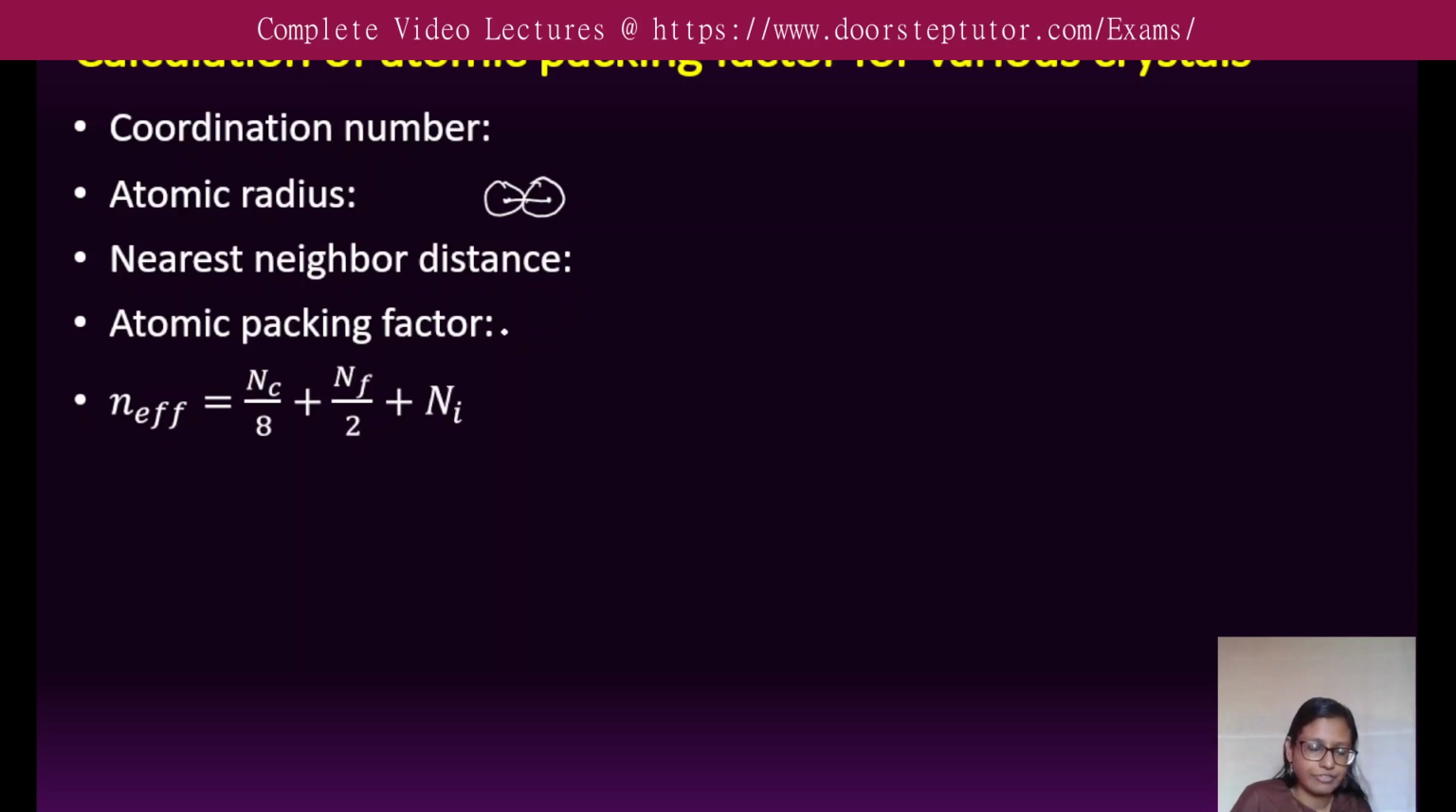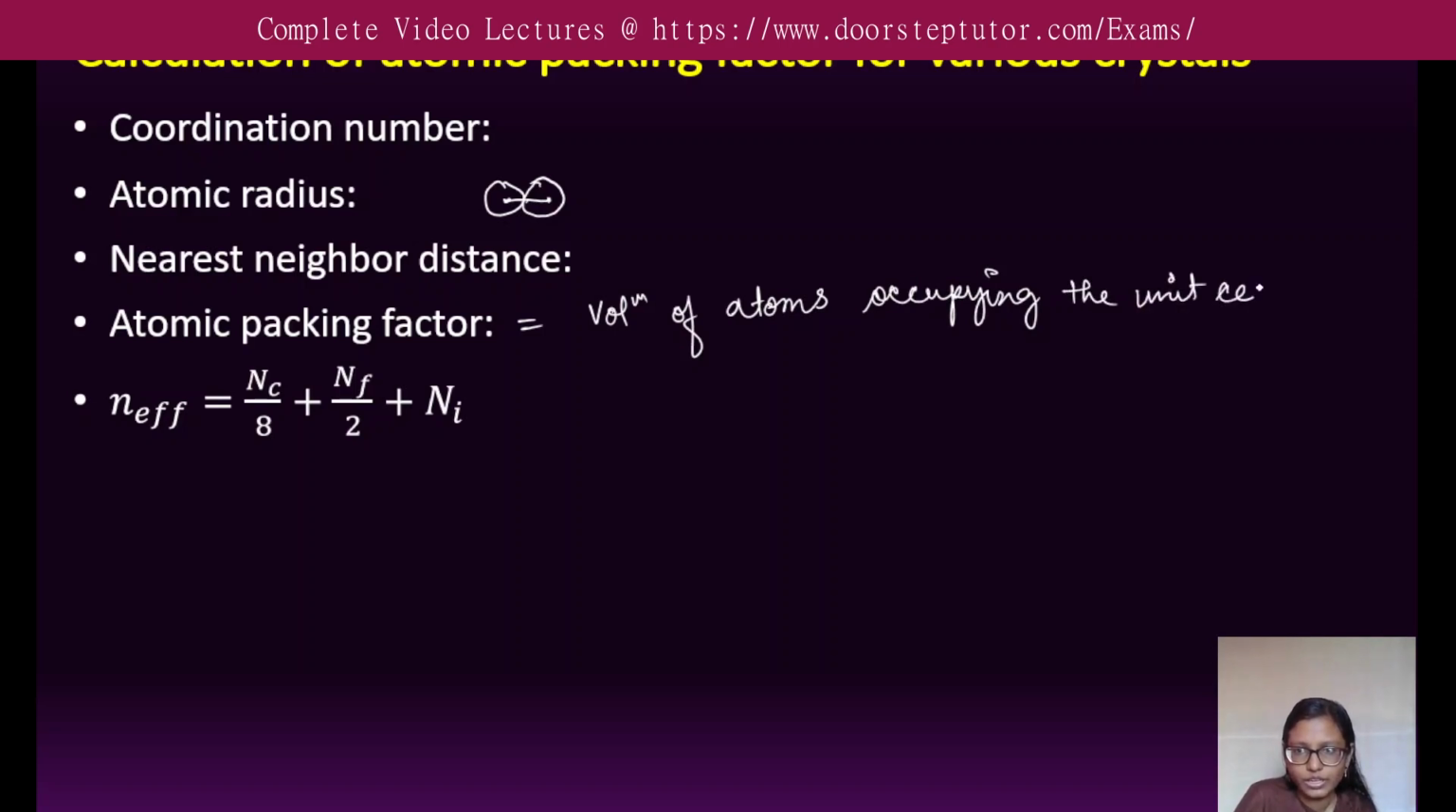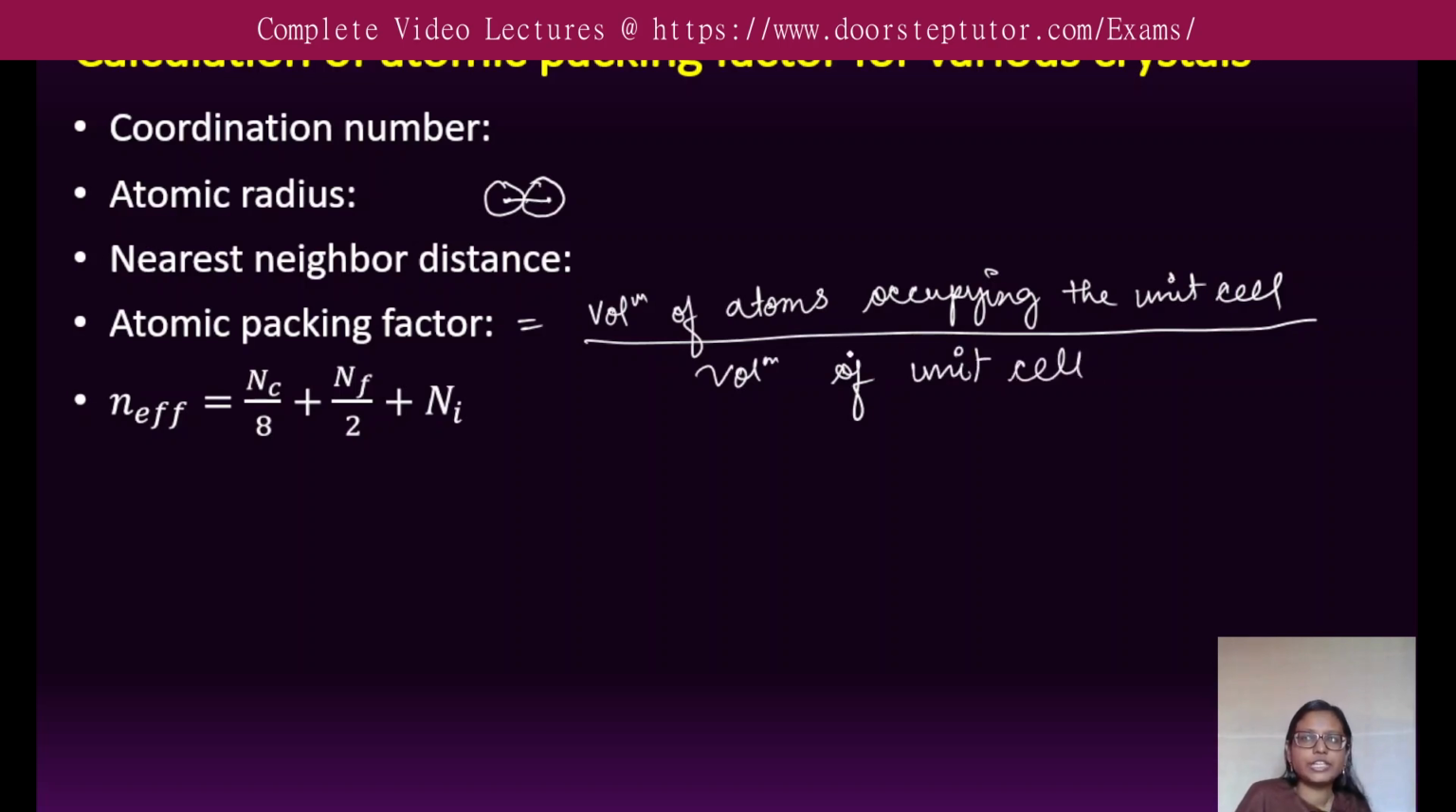Next is atomic packing factor. This is the fraction of space occupied by atoms in a unit cell, and it is given by the ratio of the volume of atoms occupying the unit cell to the volume of the unit cell. We will find this atomic packing factor for various types of crystals.